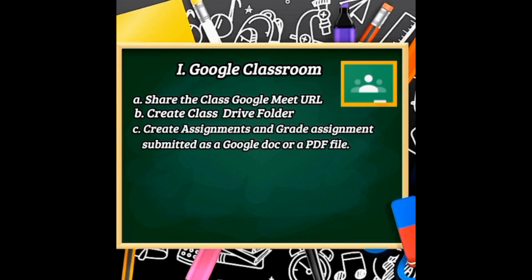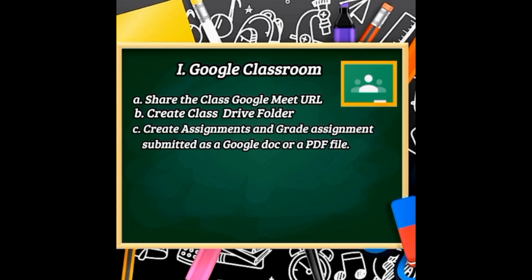So in Google Classroom, you can grade assignments submitted as a Google Doc or PDF file. When students submit a Google document, you can add comments and insert, delete, or highlight text directly on the document. When students submit a Word document or PDF file, you will see the option to open it in Google Docs and then edit it in Google Docs. And the changes will be automatically saved back to the Word document or the PDF file.